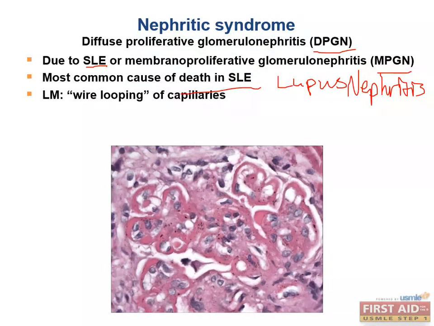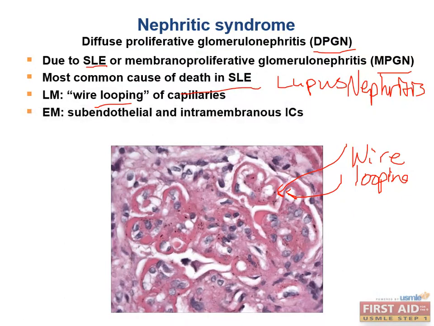Now, classic findings on light microscopy will include wire looping of the capillaries. And you see this here. This is all wire looping. This dark pink hyalinated material, that's the wire looping of the capillaries. And you can see that the capillaries have become narrower. Now, on electron microscopy, there are subendothelial and intramembranous immune complexes and a granular deposition of immune complexes on immunofluorescence.